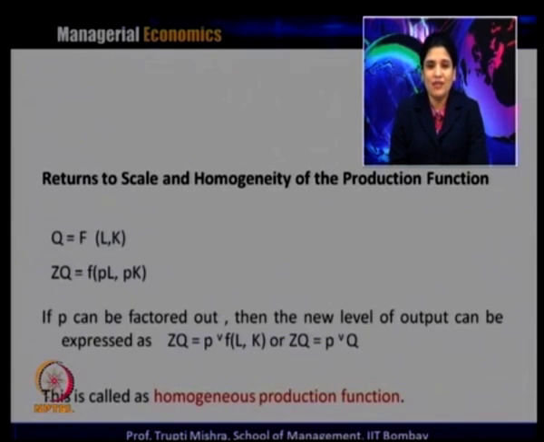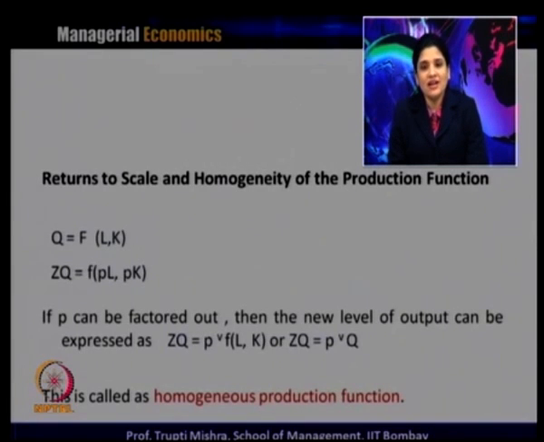So, if P can be factored out, then the new level of output can be expressed as ZQ, that is P to the power V times a function of labor and capital, and ZQ, that is P to the power V, times Q, which is the output.